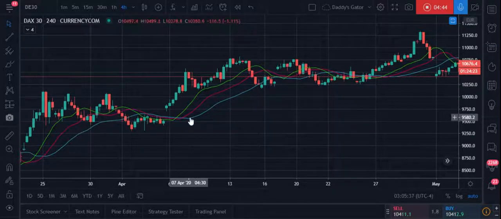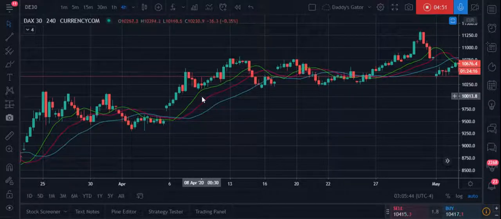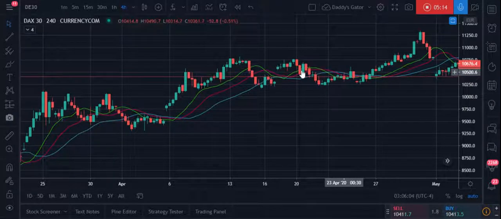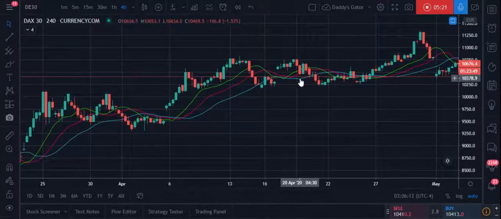Another thing I want you guys to know is that when the lips, the jaw, and the teeth, the green, pink, and blue lines, and keep in mind I have these set to the default setting, so I didn't change the colors, are separated and parallel in the same direction, it signals a strong trend. When the lines are touching, it means it's ranging and it's not a good time to buy or sell. You guys can see it looked like price was ranging for about 3 to 5 days here. You see how the lines were touching? They never separated. It wasn't a good time to buy or sell.